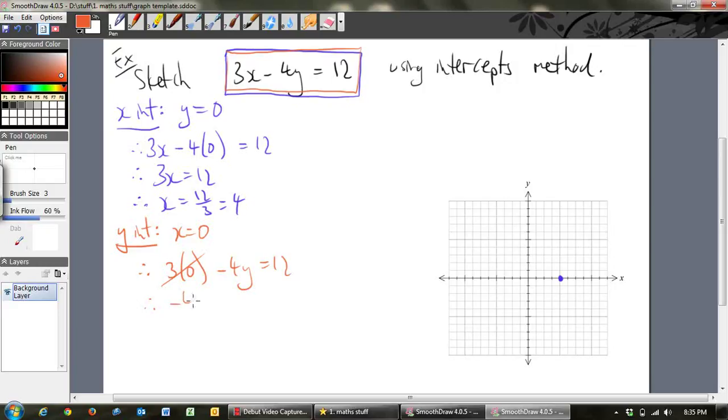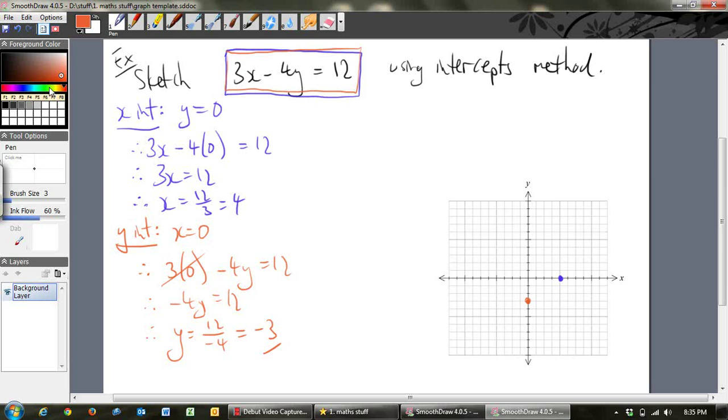So therefore, negative 4y equals 12. Therefore, y is equal to, to get rid of that negative 4, you divide by negative 4. So 12 divided by negative 4 is equal to negative 3. So that's your y-intercept. This is where the line crosses the y-axis. So let's put that on here. Where is negative 3? 1, 2, 3. That is your y-intercept right there.